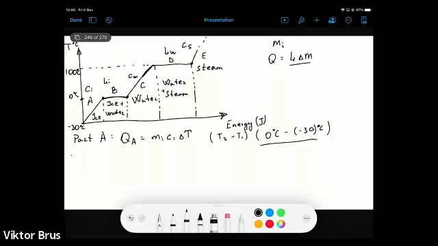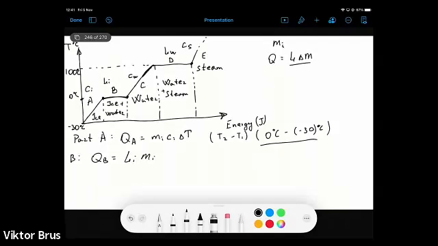Then we consider part B. For part B, we have latent heat to be considered because we have a phase transition. So we can write that QB is equal to the latent heat Li of the ice to water phase transition times Mi. We assume that all the ice experiences the phase transition. So we don't need to define any temperature difference here, because the temperature doesn't change. It remains constant at this level of 0 degrees Celsius.